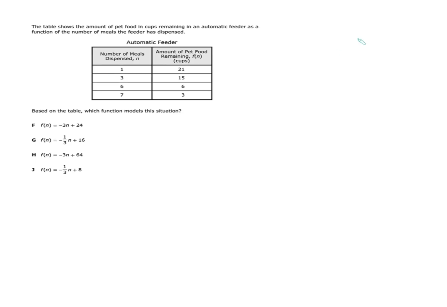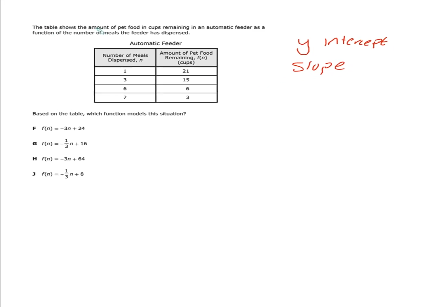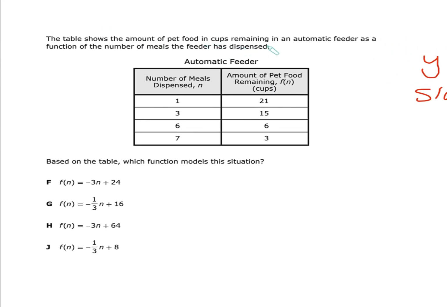We have another problem. So remember, we're going to look for the y-intercept first, and then we're going to look for slope if needed. So the table shows the amount of pet food in cups remaining in an automatic feeder as a function of the number of meals the feeder has dispensed. So this is the automatic feeder. You have number of meals dispensed n, amount of pet food remaining, f of n, which is cups.